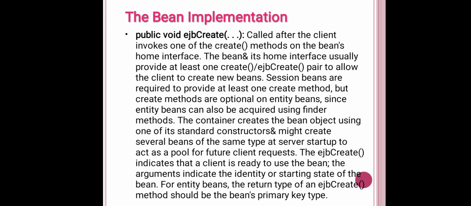The container creates the bean object using one of its standard constructors and might create several beans of the same type at server startup to act as a pool for future client requests. The ejbCreate indicates that a client is ready to use the bean. The arguments indicate the identity or starting state of the bean. For entity beans, the return type of an ejbCreate method should be the bean's primary key type.